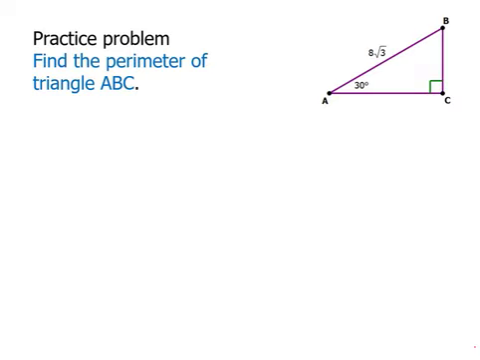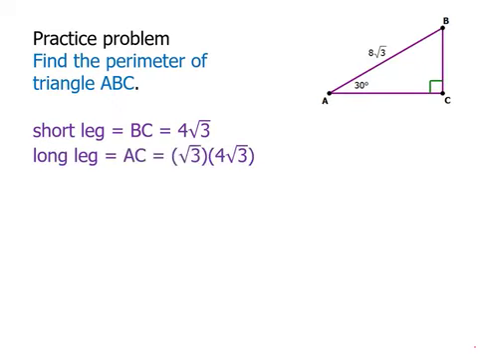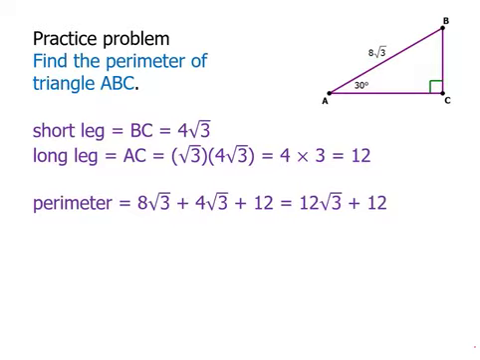All right, we want to find the perimeter of this triangle. It is a 30, 60, 90 triangle. Well, the short leg is half the hypotenuse, so the short leg is 4 root 3. The long leg is root 3 times the short leg. Well, 4 times root 3 times root 3. Well, root 3 times root 3 is just 3. So that's 4 times 3, which is 12. And so the perimeter is 4 root 3 plus 8 root 3, which is 12 root 3, plus 12.